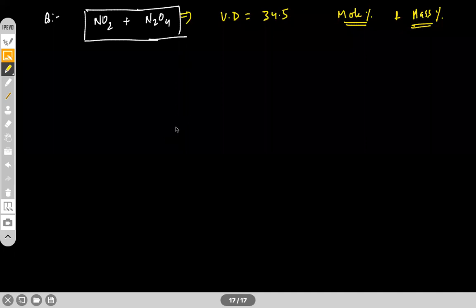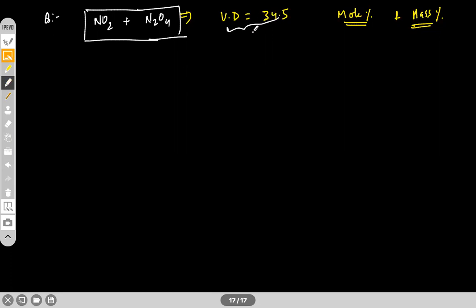See, in this question, you need to find out the mole and mass percent, correct? Means we need to find out the number of moles of NO2 and N2O4. Then we can find out the percentage mole composition. What we have is only vapor density. From vapor density we can find out the molecular mass of this mixture. That will be 2 into vapor density, and that is 69 gram of the mixture.